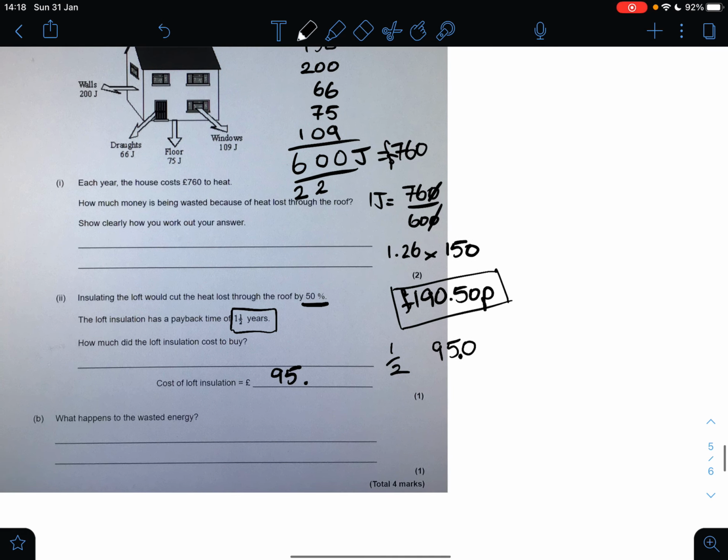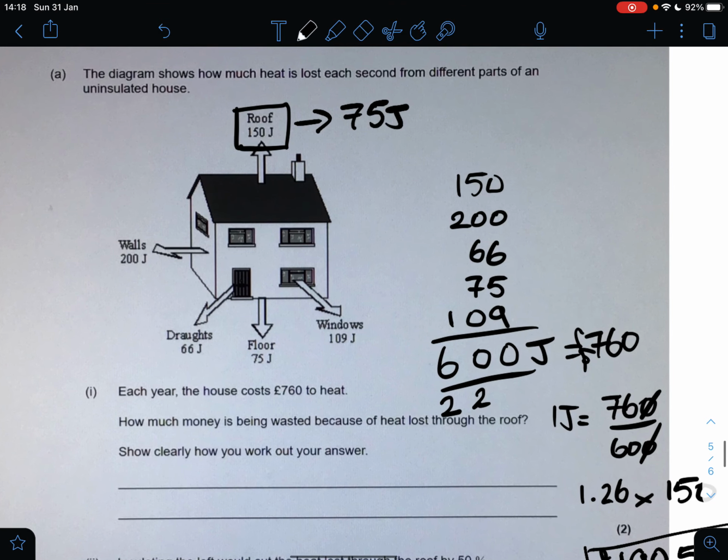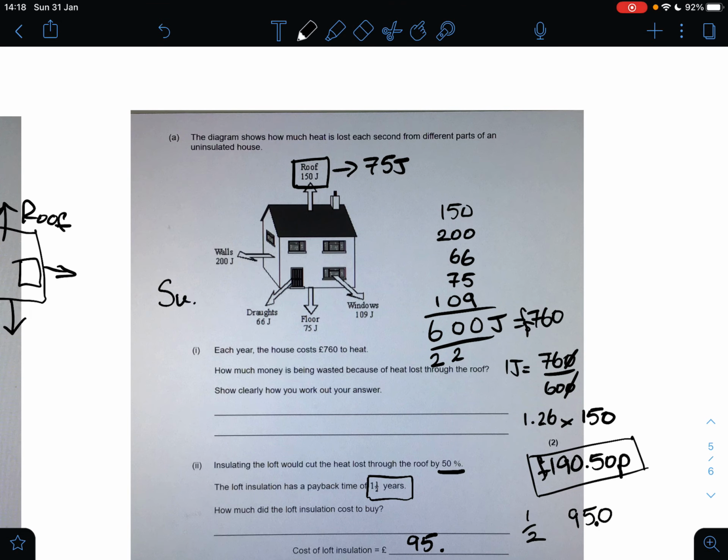Last one. What happened to all the wasted energy? Where's it all going? And what we would say is the surroundings.